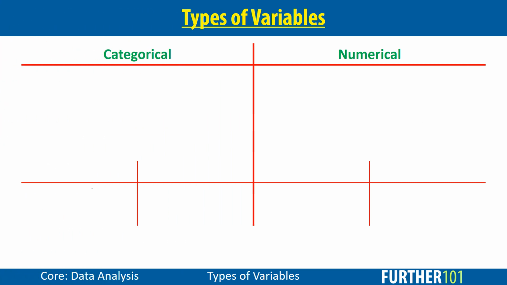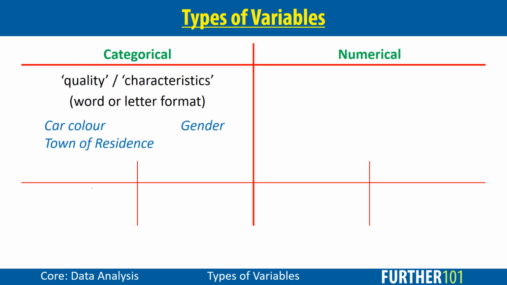Data and its respective variables can be broadly defined as one of two types. Categorical variables contain data that describes the quality or characteristics of the thing being recorded. The data is typically presented in word format, although there are the odd exceptions that we will explore soon. Some examples of categorical variables include the colours of cars passing by, the gender of a person, or the town that a person lives in.